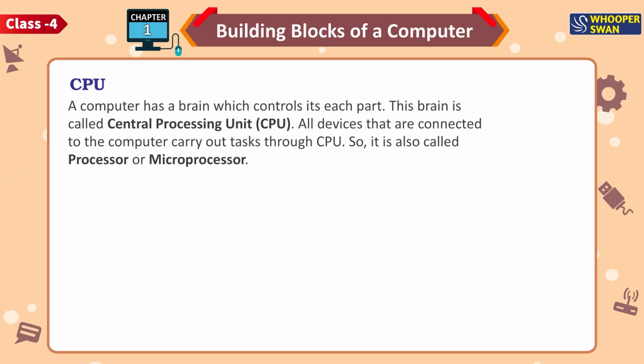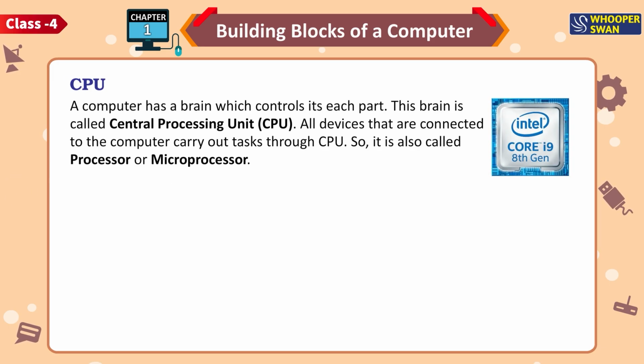CPU. A computer has a brain which controls each part. This brain is called Central Processing Unit, CPU. All devices that are connected to the computer carry out tasks through CPU. So, it is also called processor or microprocessor.